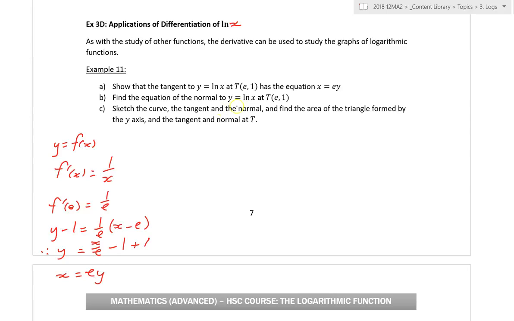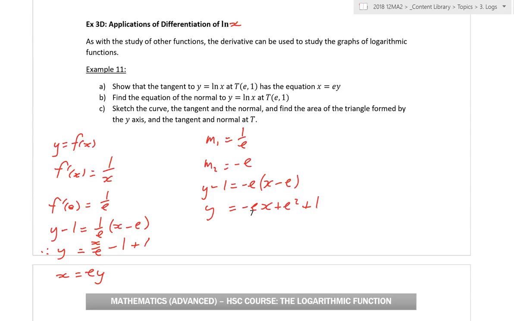Find the equation of the normal to this at that point there. Well, m1 equals 1 over e, therefore m2 equals negative e. Again, y minus 1 equals negative e into x minus e, so y equals negative ex plus e squared plus 1. That's about it. We can't get that very much neater.